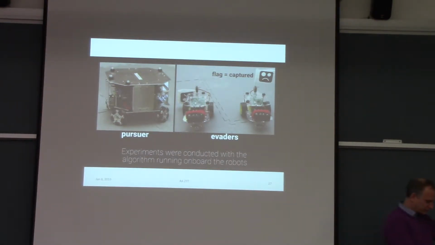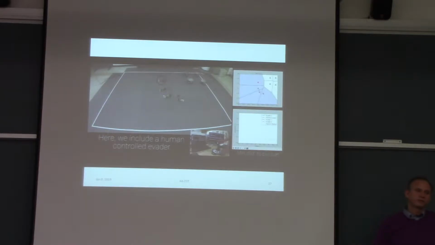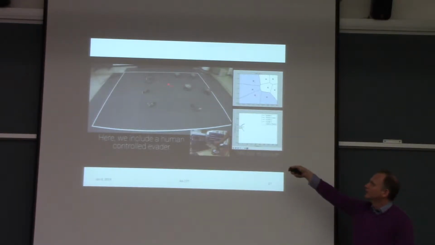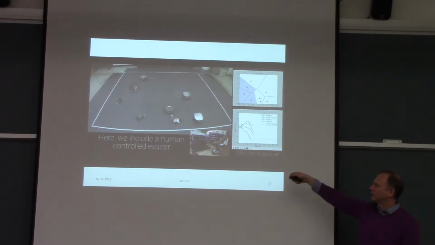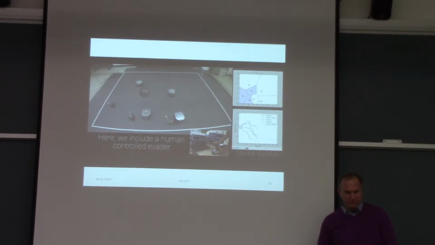And in my lab, we like to put our money where our mouth is, so we like to not only design algorithms and do analysis, but to actually conduct experiments. So here's an experiment of this algorithm. The big guys are the pursuers, so these are the ones that are trying to capture the little guys, the evaders. And one of the evaders, the one in the red circle, is controlled by my student. I believe this was Zijan, one of my grad students.